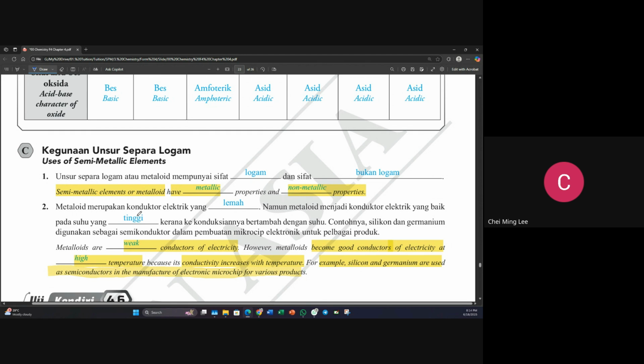Okay. So let's continue. Semi-metallic elements, or metalloids, have both metallic and non-metallic properties. Carbon is not a metal, but it has a little bit of metal, though most of it is non-metal. That's why it's not categorized as a metalloid, because it is mostly still non-metal. Now, metalloids are weak conductors of electricity. However, they become good conductors at high temperature. Like I said, when temperature goes high, a semiconductor will become a very good conductor, because the conductivity increases with temperature.